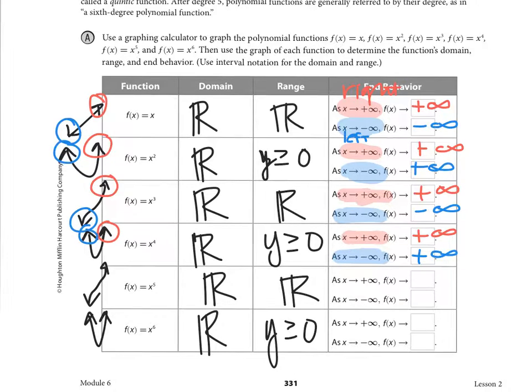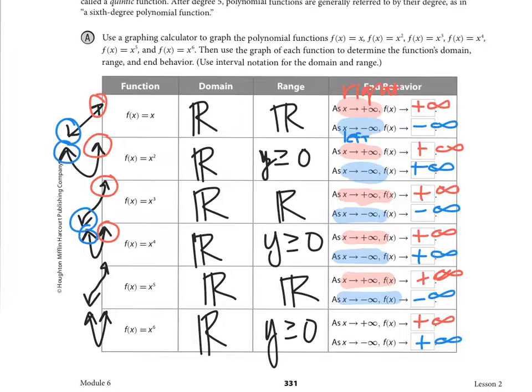What about my end behaviors of x to the 5th? It's going to go from positive, as x approaches positive infinity, it's going to positive infinity. And as x approaches negative infinity, then it's going to negative infinity. What about x to the 6th? It'll be the same as x to the 4th. They're the same as the parabolas. They're both going to be positive infinity.